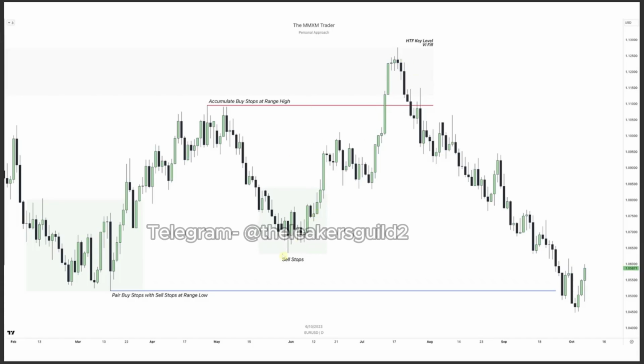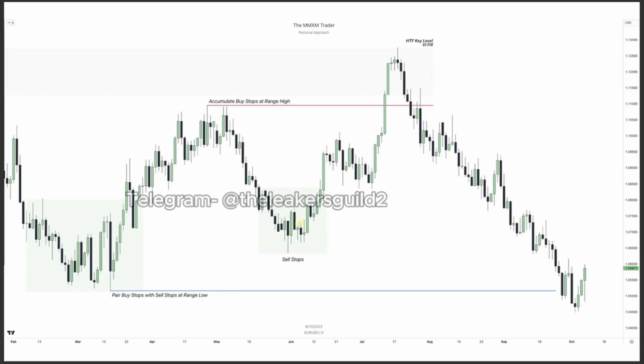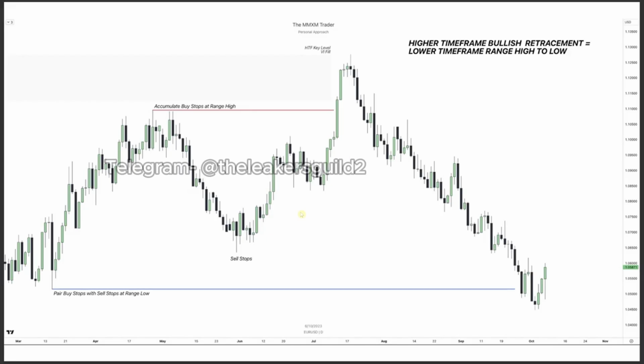So we can go for this low, so market maker sell model, and we got another bigger market maker sell model over here because price is fractal, right? There can be multiple market maker buy and market maker sell models within one range. So a higher time frame bullish retracement is a lower time frame range high to a range low. So how does that look?